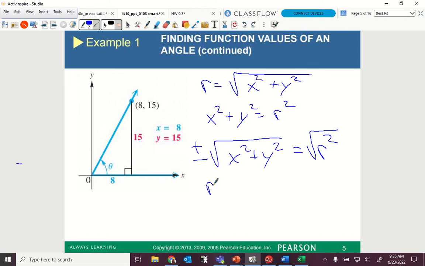Okay. R equals plus or minus 5. There we go. Okay, try it again. So when I did this, it would be the square root. So r equals.